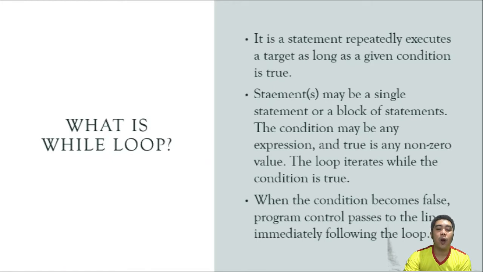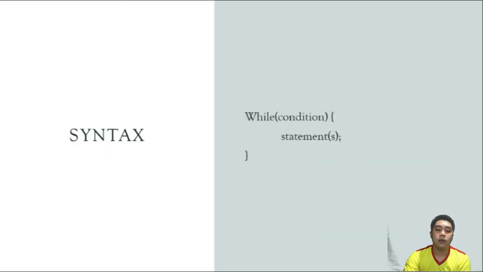Then what is while loop? It is a statement that repeatedly executes a target as long as a given condition is true. It may be a single statement or a block of statements. The condition may be any expression, and true is any non-zero value. The loop iterates while the condition is true. Then, when the condition becomes false, the program control passes to the line immediately following the loop. So this is the syntax.